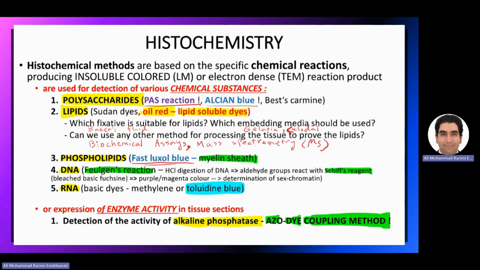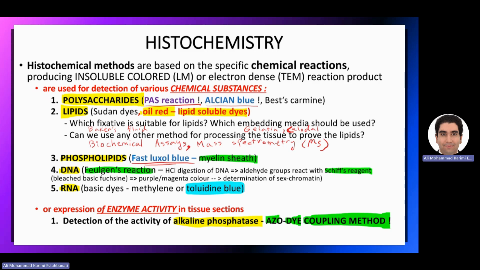Now, for DNA detection, we use Feulgen reaction. The Feulgen reaction is very similar to how the PAS reaction works. Again, the aldehyde group, after the DNA gets exposed and the HCl digestion takes place, reacts with the Schiff reagent. Schiff reagent will cause the purple or magenta color that we will see, and that's how we can determine that this was DNA and determine the sex chromosomes.